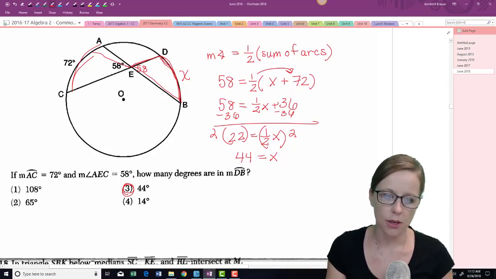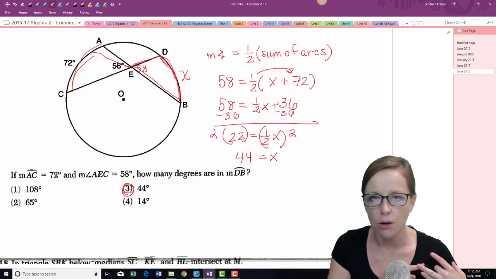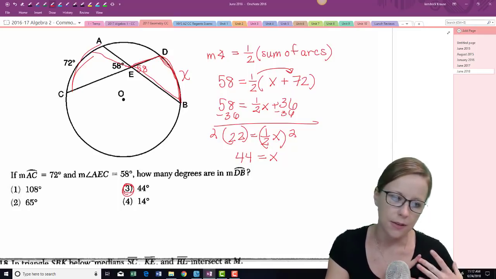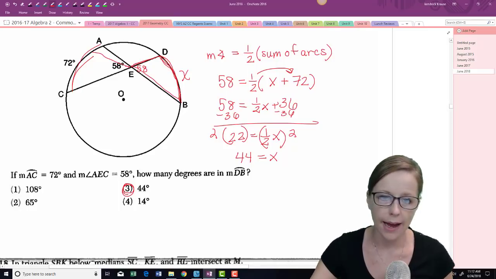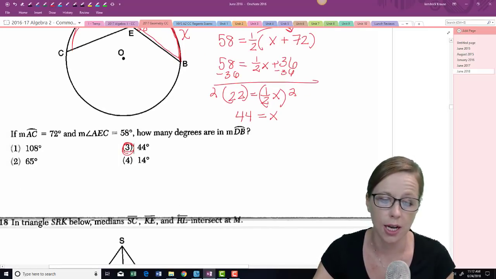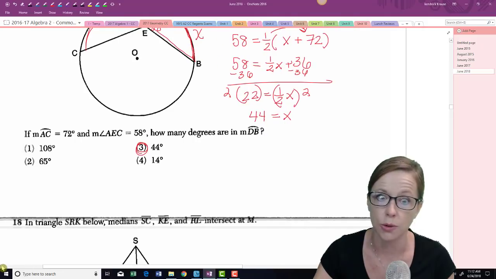Now, again, you could do guess and check here. If you knew the formula, you could plug in, is 58 equal to 1/2 of 72 plus 108? No. Is it equal to 1/2 of 72 plus 65? No. Right? So you can guess and check here. There's very few questions you can check on this geometry test, and I would say, if you have that luxury, please do it.